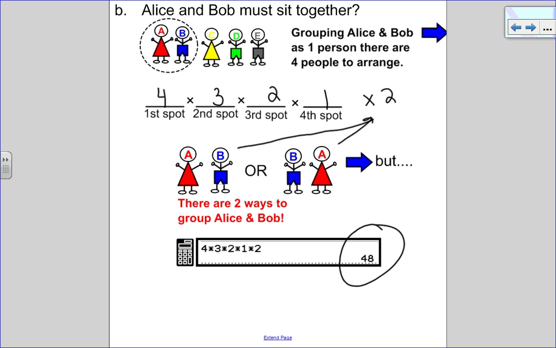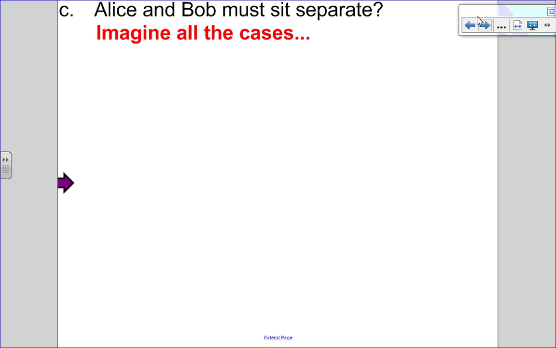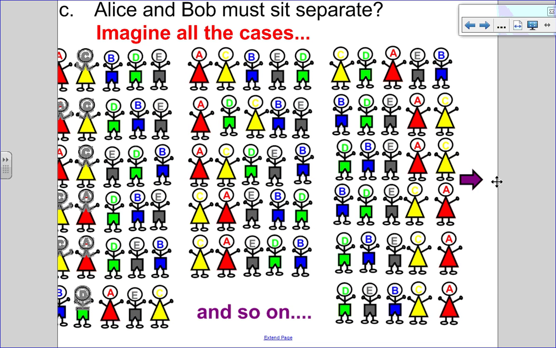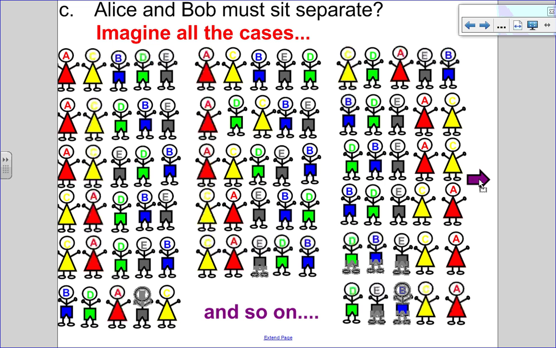Okay, well sometimes, you know, couples, they have a little disagreement, okay? So let's say they have a disagreement and now Alice and Bob are saying, we can't sit together. So I want to know how many arrangements there are where Alice and Bob must sit separate. So this is where it becomes difficult. Just imagine all the cases, okay? I don't have all of them here, I just have a couple of them. Oh my gosh, they look so cute there. Okay, so they don't want to sit together.